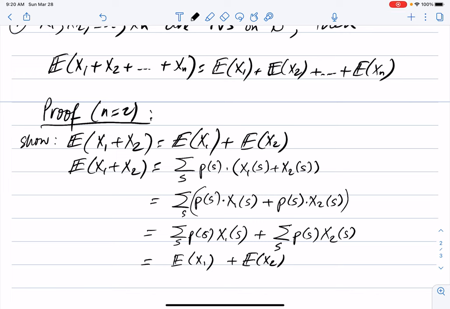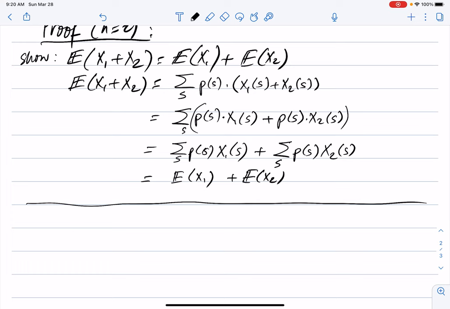If you want to show it for n greater than 2, you can use induction here, okay? Based on induction, we have already shown it for the base case. If you use mathematical induction, you can assume it is true for n and show it for n plus 1, and this will be a nice exercise for you to do.